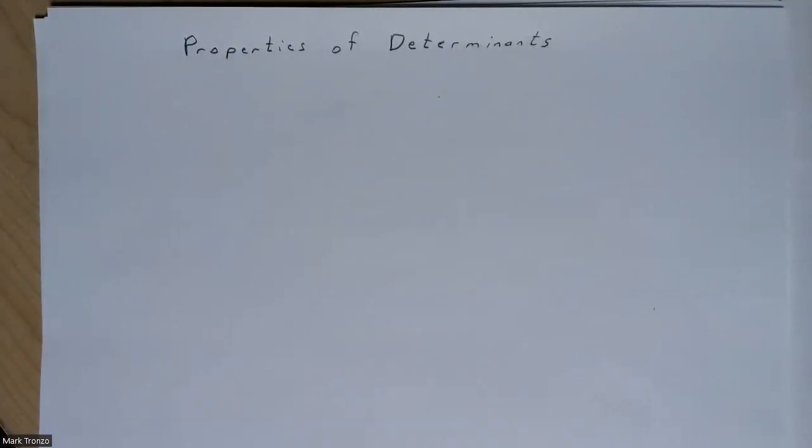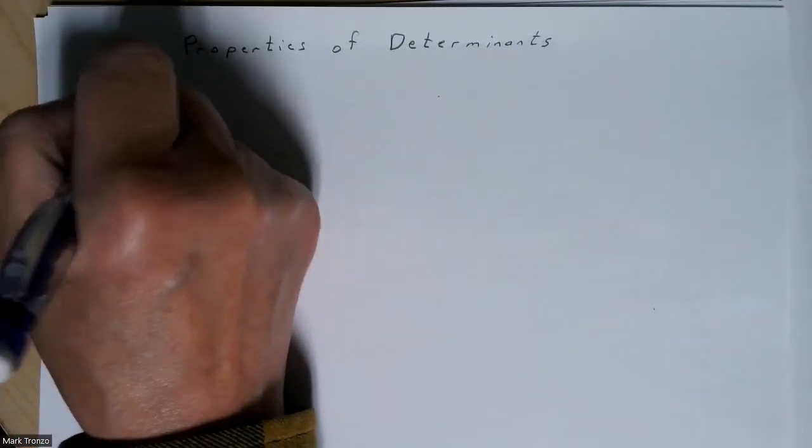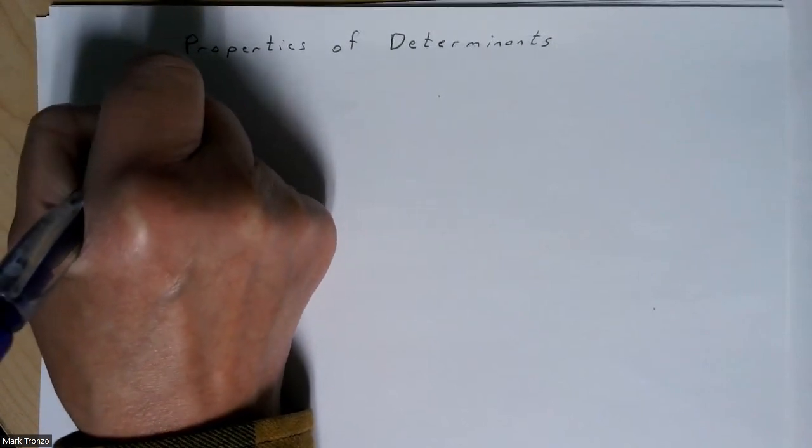Previously, we talked about determinants. Now we're going to talk about some properties of determinants. And there's some theorems that we're going to refer to.